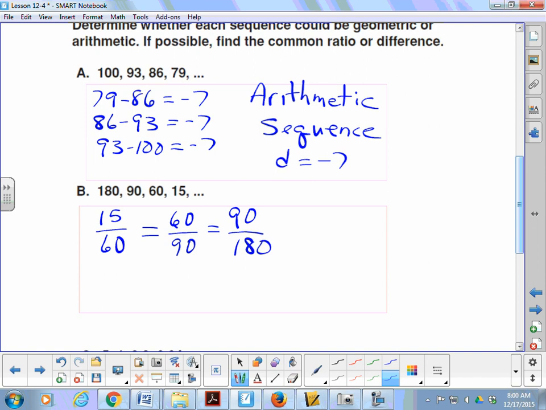Are those equal? Well, this is a half, this is 2/3, and this is a quarter. So these are not equal. They don't have a common ratio, so this would be neither.